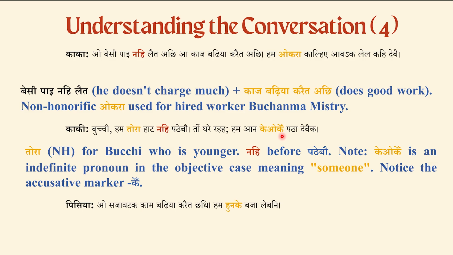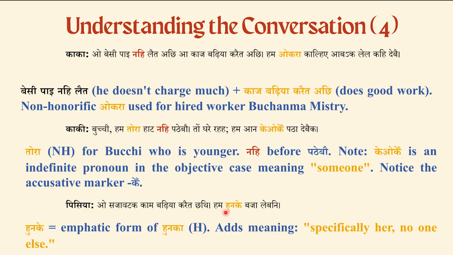Next sentence where Priya says ओ सजावट का काम बढ़िया करैत छथि हम हुनके बजा लेबनि. So here the word hunke has been used. I will call her only, or her. Hunke is basically an emphatic form of the word hunka. By removing the a marker and then adding an e, it becomes an exclusive emphatic marker. So it means specifically her or no one else.